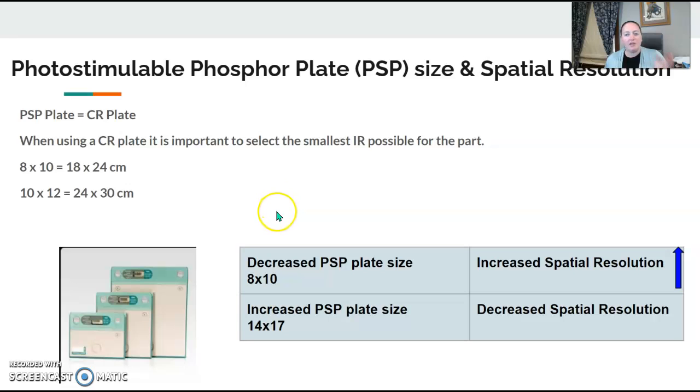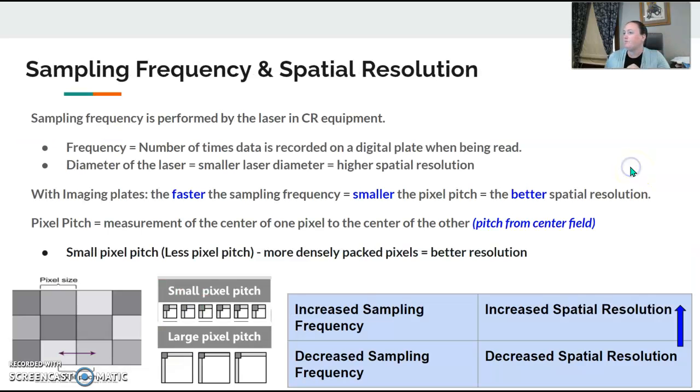Why? Because the CR plate has to process the whole plate. So if you used a 14 by 17 for a hand and only exposed this one little area, then it has to process the whole plate, right? So a decreased PSP plate size increases your resolution and detail. It gives you better detail. So CR plate, PSP plate, you want the smallest one possible.